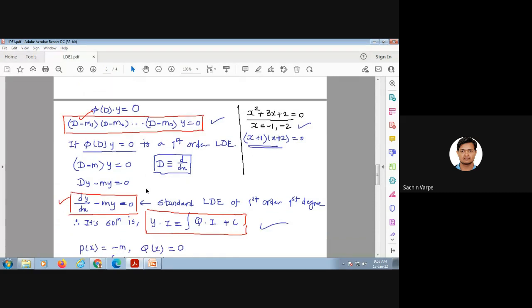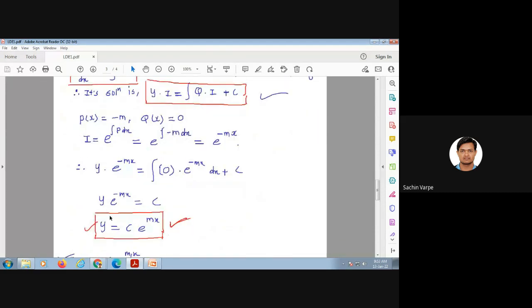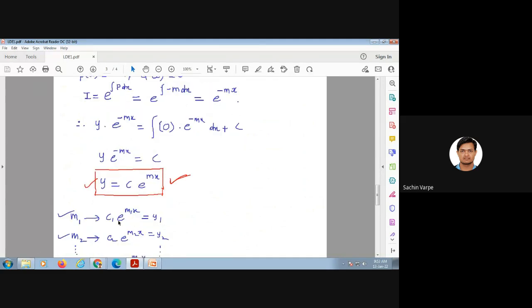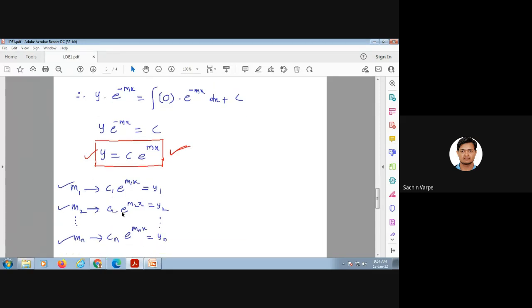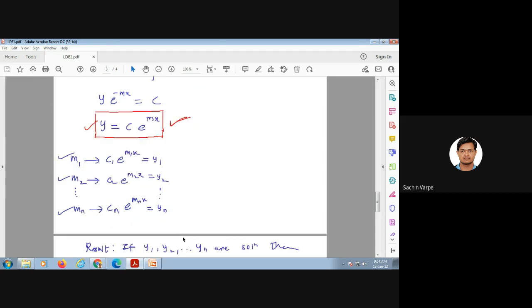Therefore, with respect to each root, we will get the solution of this form. Corresponding to m1, we get the solution c1 e to the power m1x, which we call y1. Similarly, corresponding to m2, the solution is c2 e to the power m2x, which we call y2. And so on, corresponding to mn, we get the solution cn e to the power mnx, which we call yn.